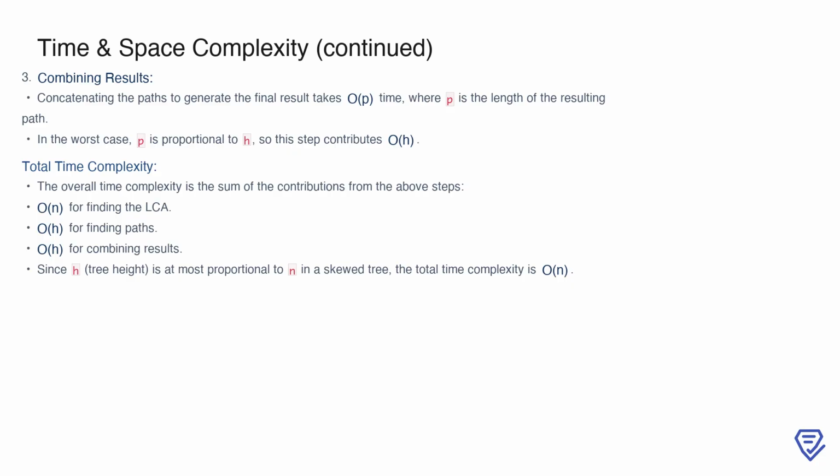Summing these components, we get O(n) for finding the LCA, O(h) for finding the paths, and O(h) for combining the results. Since the height of the tree h is at most proportional to n in a skewed tree, the total time complexity simplifies to O(n).